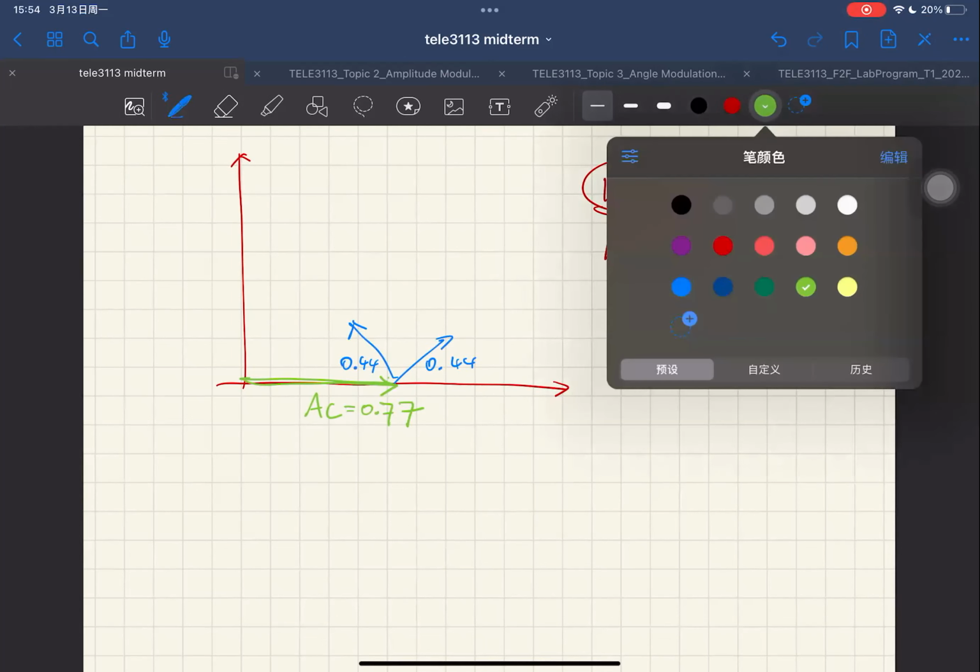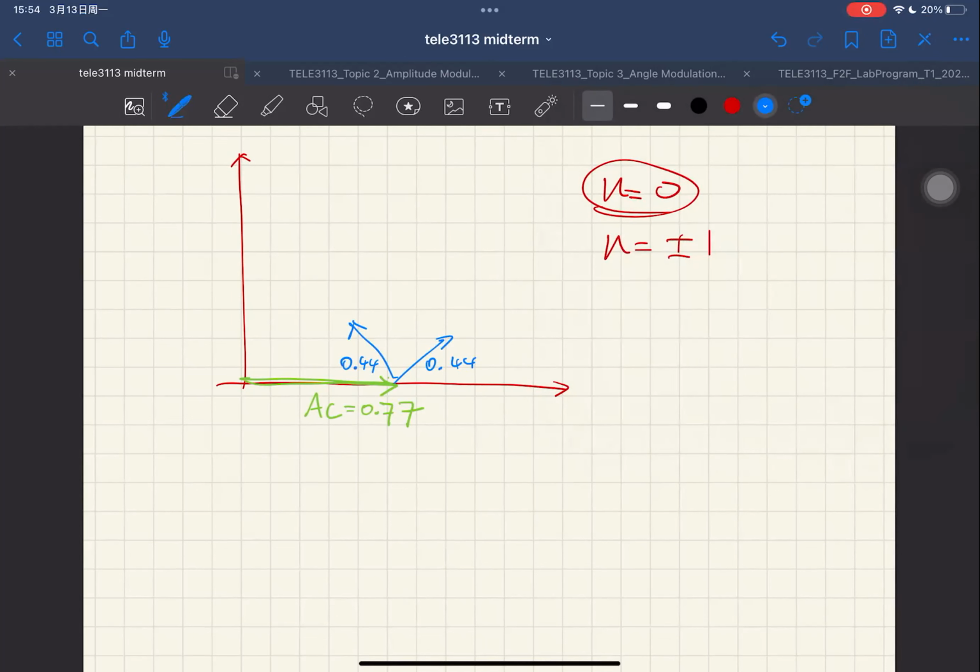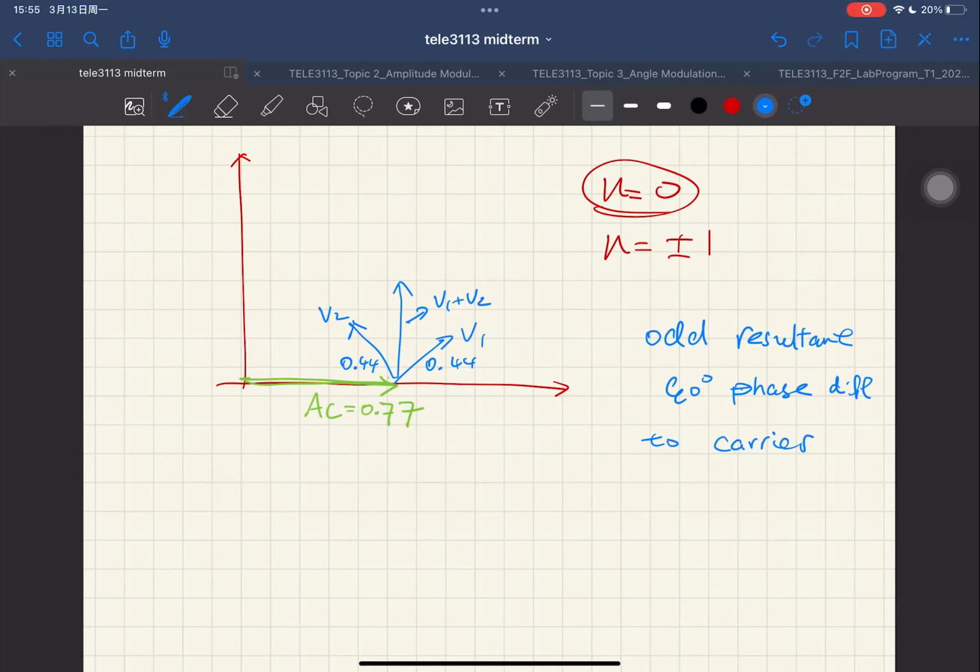And if we do addition of these two odd phasors, we're gonna form a signal like this. Let's say this is V1 and V2, so this is just V1 plus V2. You will find the resultant of these two odd phasors is gonna be perpendicular to your carrier component. It's gonna be 90 degrees phase shifted to your carrier component. That's for the odd. The odd resultant is gonna have a 90 degree phase difference to your carrier.